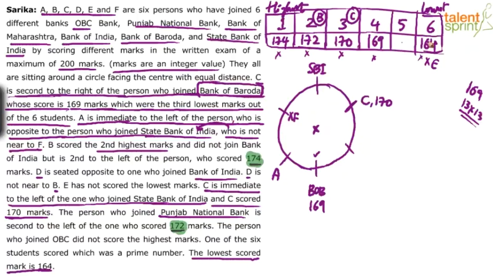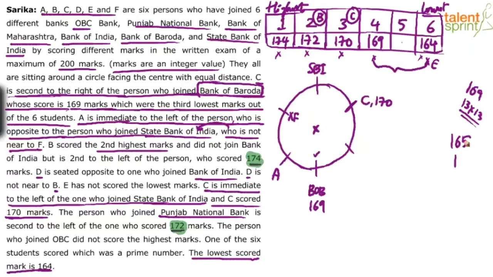But we also know that one of the 6 values is a prime number. So definitely the value that comes here has to be prime. And it has to be between 164 and 169, since we are arranging them in a particular order, ascending or descending. So what are the numbers between 164 and 169?